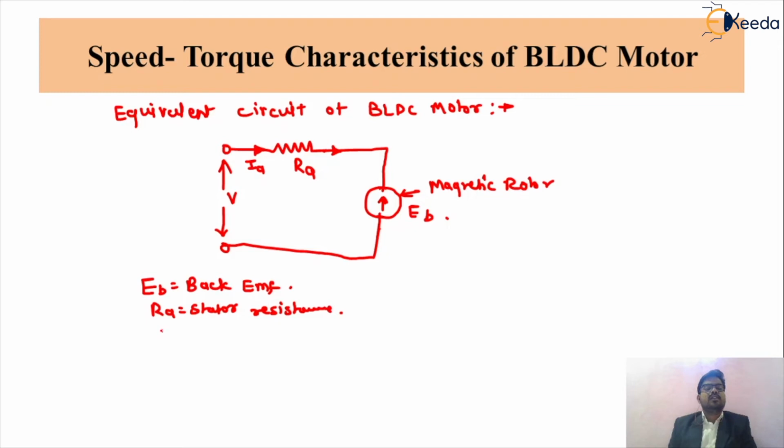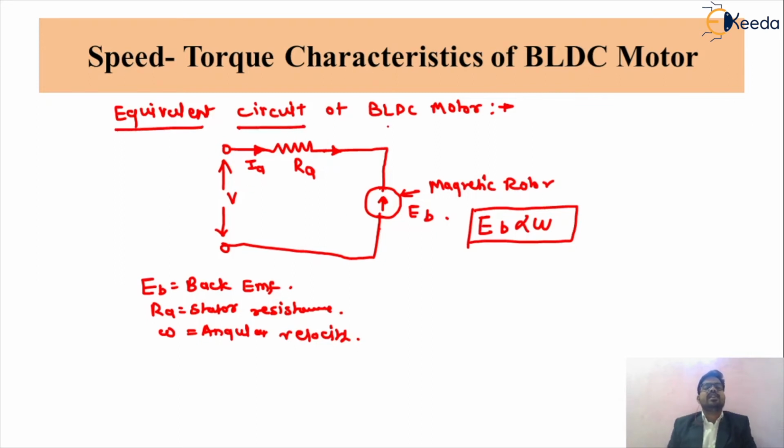And omega is the angular velocity. As we have seen, the rotor rotates at a particular speed, and that speed is nothing but your angular velocity. So we have a basic fundamental concept: back EMF is directly proportional to the angular velocity, that is, EB is directly proportional to omega.